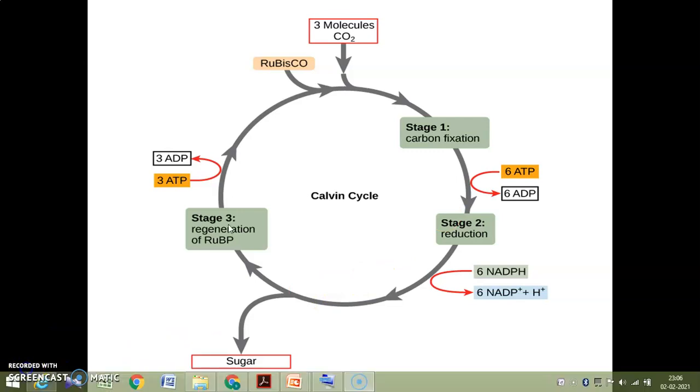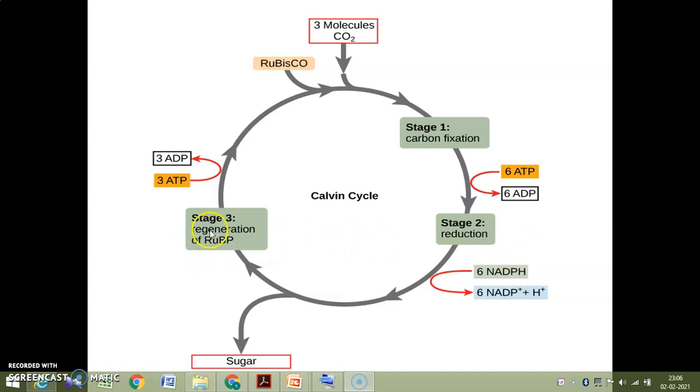The cycle. Then the second step, reduction. There are a series of reactions that lead to the formation of glucose. This step involves utilization of 2 molecules of ATP for phosphorylation and 2 NADPH for reduction per carbon dioxide molecule fixed. The fixation of 6 molecules of carbon dioxide and 6 turns of the cycle are required for the formation of 1 molecule of glucose from the pathway.